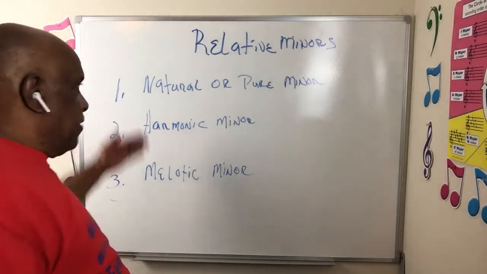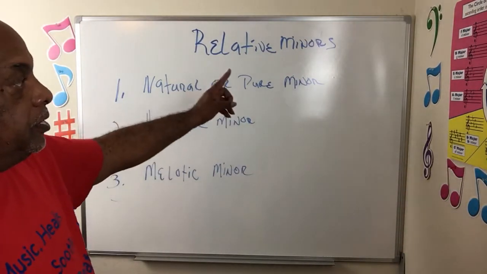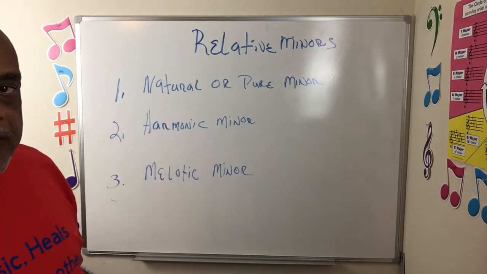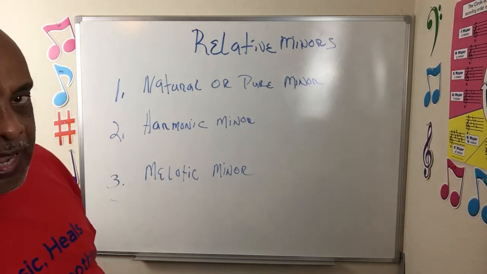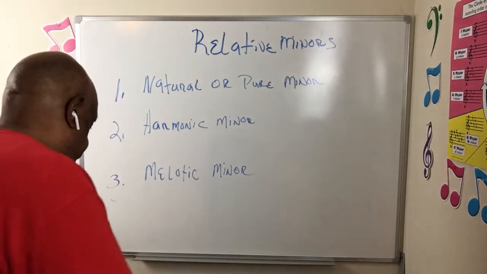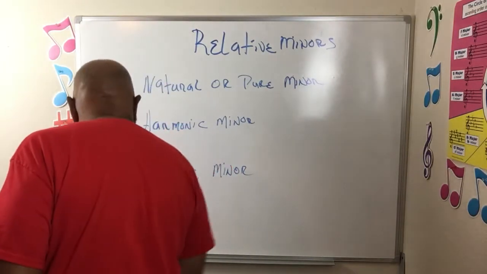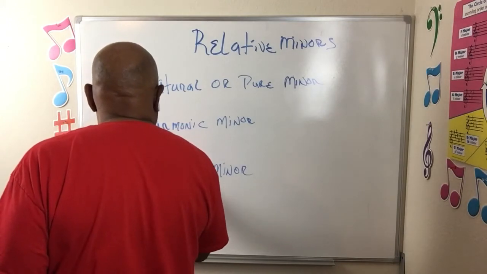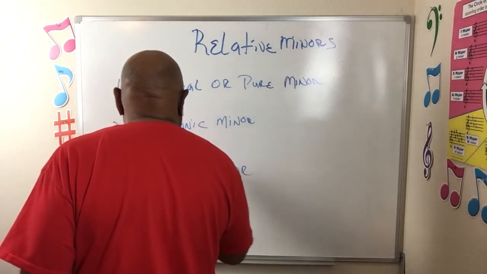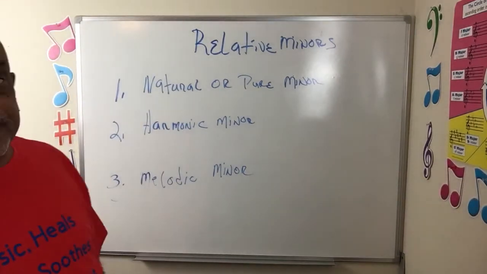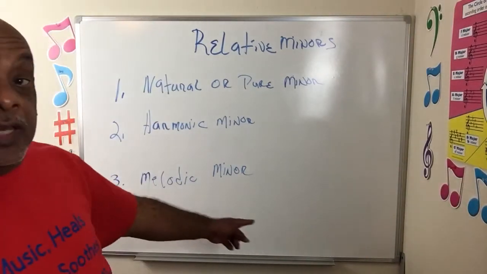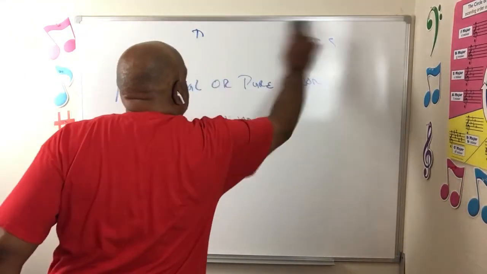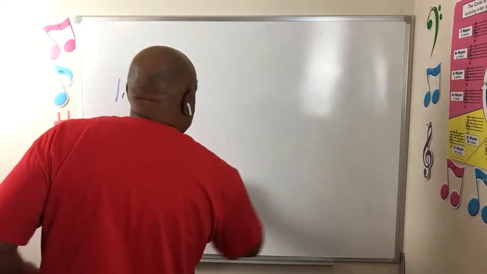All right? Write that down. The three relative minors that we're going to be dealing with are the natural or pure minor, the harmonic minor, and the melodic minor. All right? So let's go into it.